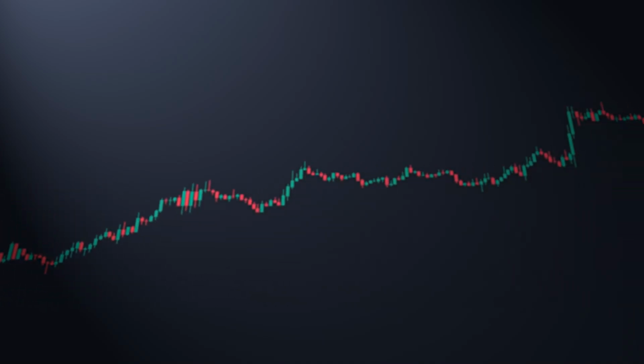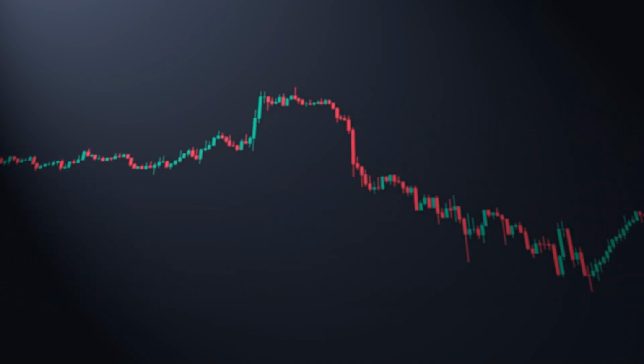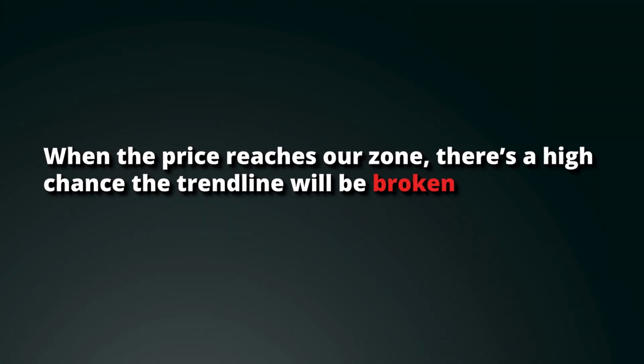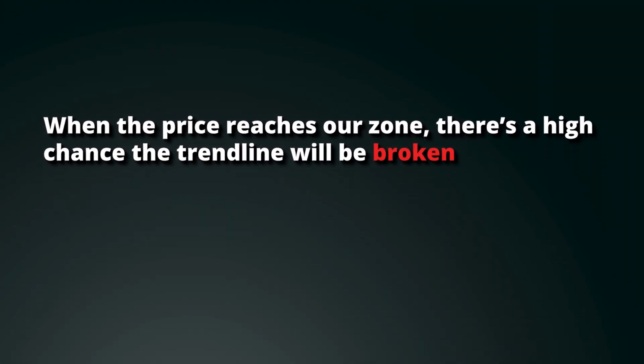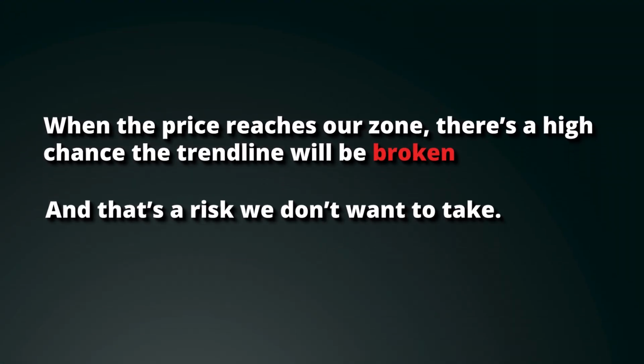So, if our demand or supply zone is part of a trend line, it means that when the price reaches our zone, there's a high chance the trend line will be broken. And that's a risk we don't want to take. That's why we avoid trading in such situations.